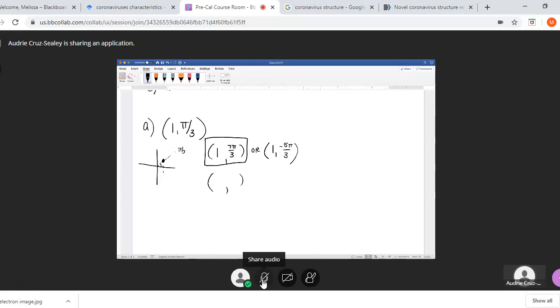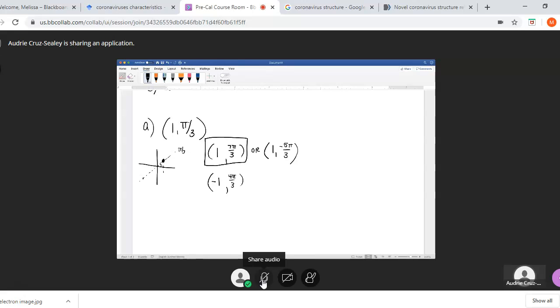Now, the next one has to start with a negative radius. So think about that. Do you agree that if you have a negative radius, wherever you land, you're going to flip 180 degrees? Do you agree with that? So I really want to land here at this angle. What angle is that? 4 pi over 3. Yeah, it's 4 pi over 3.